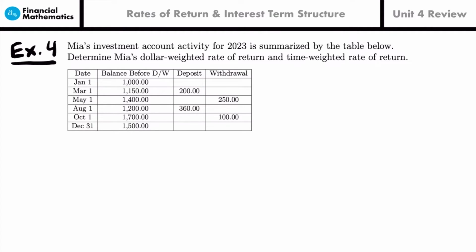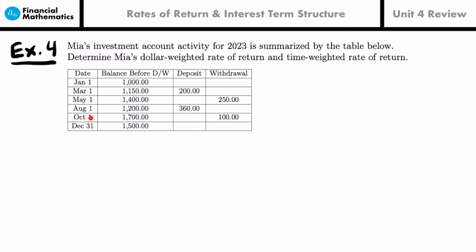Usually that's the case. You're not going to have any deposits or withdrawals at the beginning or the end for one of these tables. The beginning and the end are usually just your beginning balance and your ending balance for the year. But then on March 1st, we have a balance of $1,150 and a deposit of $200. On May 1st, we have a balance of $1,400 and a withdrawal of $250. On August 1st, we have a balance of $1,200 and a deposit of $360.